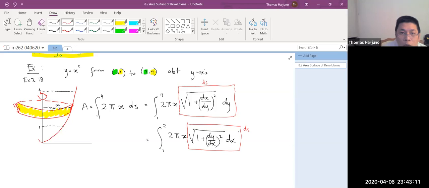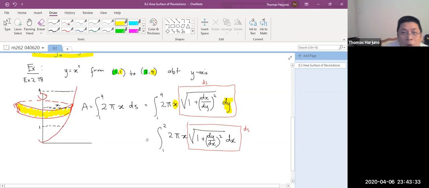You will see I will do the second integral instead of the first one. You can do the first one also, okay? But I will do the second integral. Why I don't want to do the first integral? Because of this thing here. This is x, while this is dy. So I need to change this x into the function of x as a function of y.